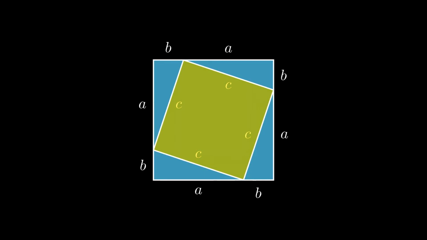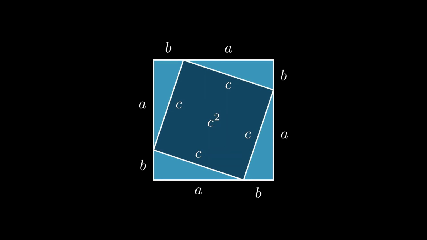Now let's think about what the area of the inscribed square is. The area of a square is the square of its side length, and in this case it's given as c. Therefore, this area is c squared. We will call this area A sub square. Now let's think about the area of the full square. We will call this area A sub full.